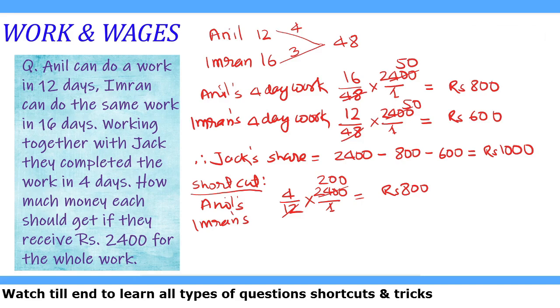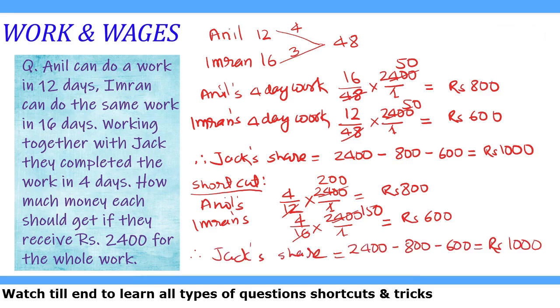Similarly, Imran's share will be, as he is able to do the work in 16 days and he works for 4 days, he will be getting the 4-day wages. So 4 divided by 16 multiplied by 2400, and 16 divides 2400 for 150 times, and 150 multiplied by 4 is rupees 600. So after subtracting 800 and 600 from 2400, we will get Jack's share. So Jack's share is 2400 minus 800 minus 600, which equals rupees 1000.